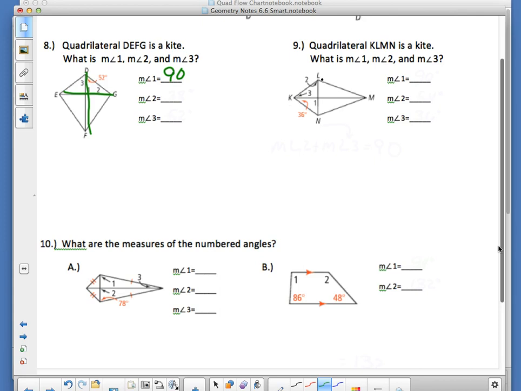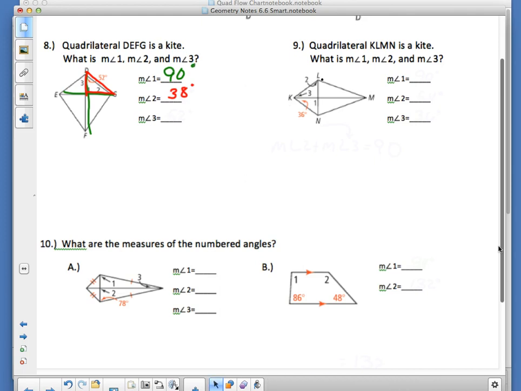So angle 2, I want you to be aware of something here. I'm looking at this triangle that angle 2 and angle 1 are a part of. Angle 1 is 90, and that 52 and angle 2 should be complementary to each other, because the two acute angles in a right triangle add up to 90 degrees. So 90 minus 52 is 38 degrees. So angle 2 is 38 degrees. I suppose I should have a degree symbol on that 90.